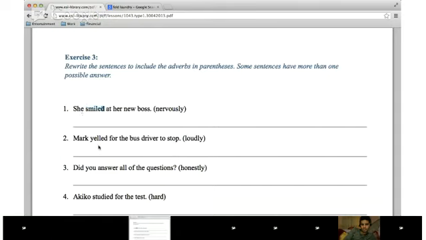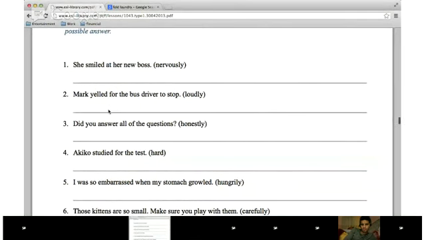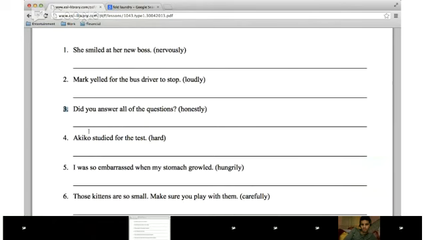Okay, so Ahmed, let me have you do number 2, please. Mark yelled for the bus driver to stop. Mark yelled loudly for the bus driver to stop. Good. Mark yelled loudly. How about number 3? Number 3 is for Yusuf.